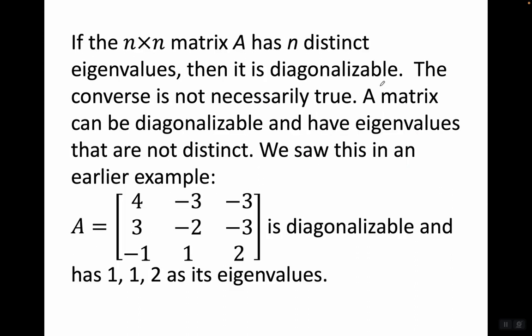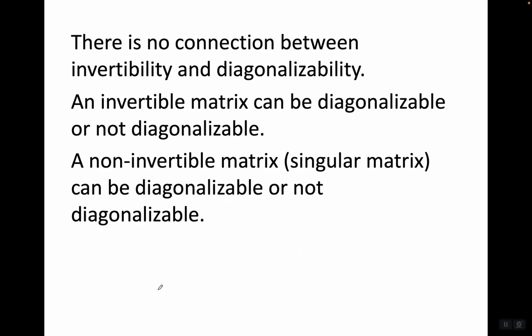If the n by n matrix A has n distinct eigenvalues, then it's diagonalizable. The converse is not necessarily true. A matrix can be diagonalizable and have eigenvalues that are not distinct. We saw this in an earlier example. This matrix A is diagonalizable and has 1, 1, 2 as its eigenvalues. So it's diagonalizable, but it doesn't have distinct eigenvalues. It has 3 eigenvalues, but 1 is repeated.